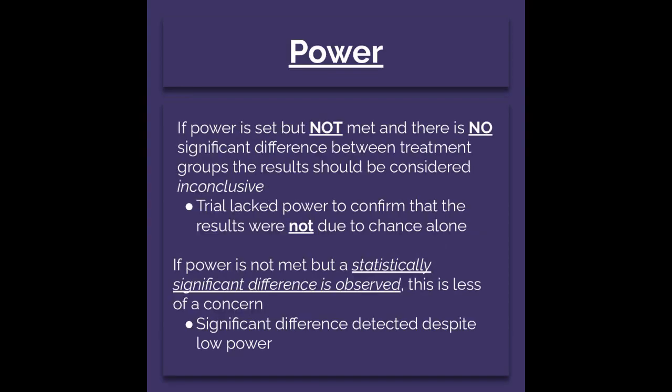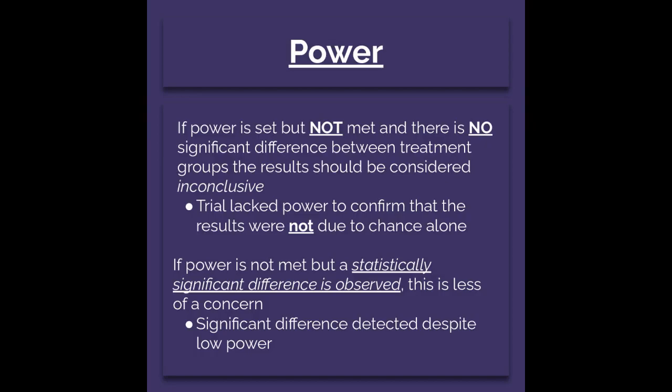For example, if power is set but not met, and there is no significant difference between treatment groups, the results should be considered inconclusive, and this is because the trial lacked power to confirm that the results were not due to chance alone. Put simply, when this happens, we're unable to be certain if the results observed are due to chance or due to the intervention, and for that reason, the results cannot be relied on in any meaningful way.